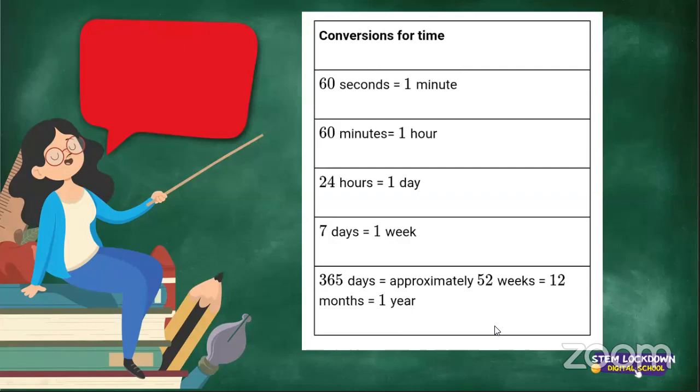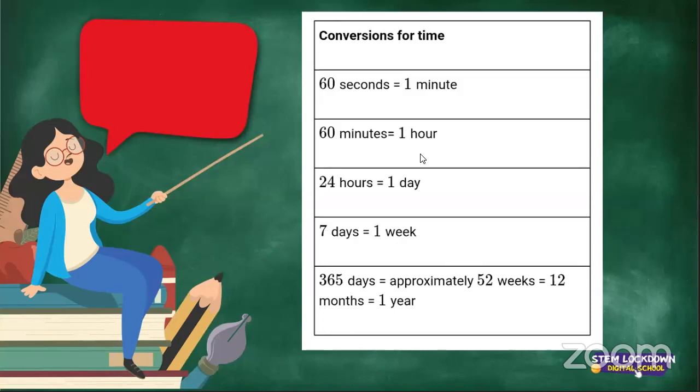Today we're doing conversions for time. Time, like we know, when we speak of seconds, minutes, hours, days. These are the basics. These are what you should know before you even start working out anything. 60 seconds is equal to 1 minute. 60 minutes is equal to 1 hour. So for the first two rows there, it's a ratio of 60 is to 1. I hope you already knew that. And this is just a recap for you guys.